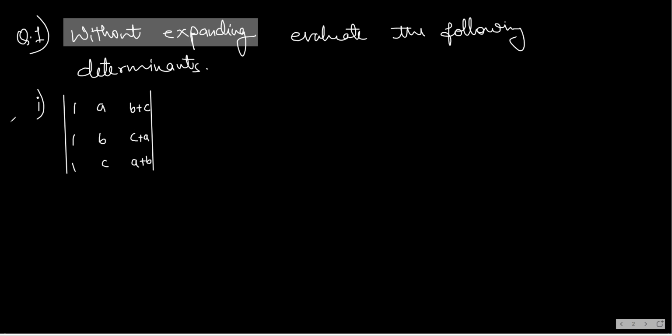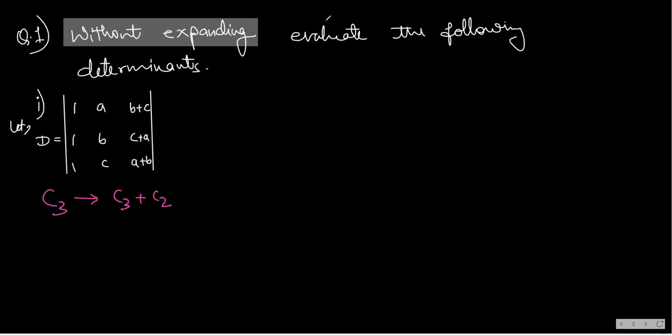Students, I write let D equal to the value of this, capital D. The property that I'm going to use in the first step is as follows. I'm planning to change C3, column 3. C3 changes to C3 plus C2.